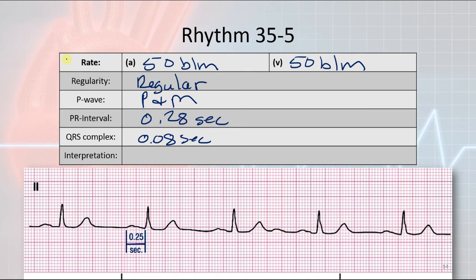The problems that we have, the rate is less than 60 and the PR interval is greater than 0.20 seconds, so we're going to say this is a sinus bradycardia. Always put your underlying rhythm first with a first degree heart block. All right, let's move on to the second degrees.